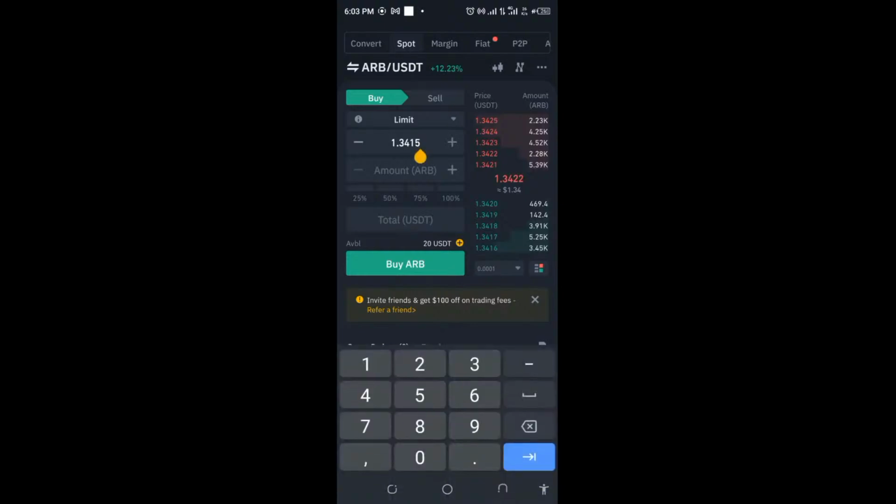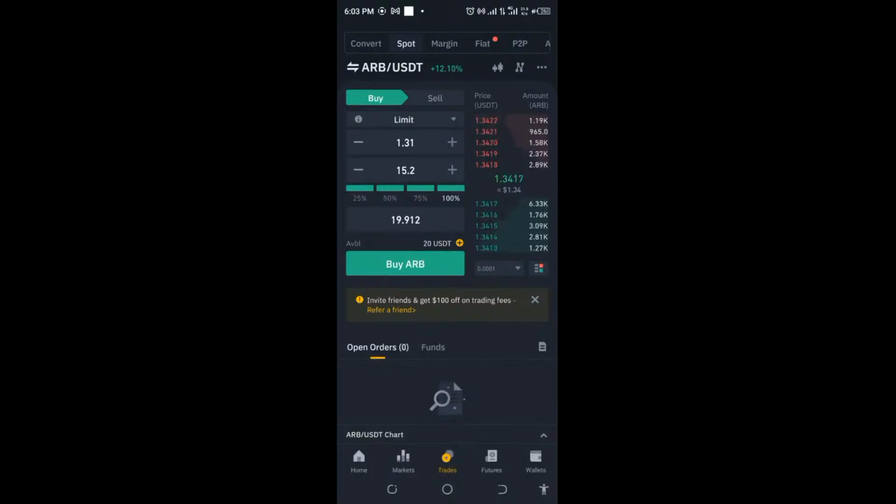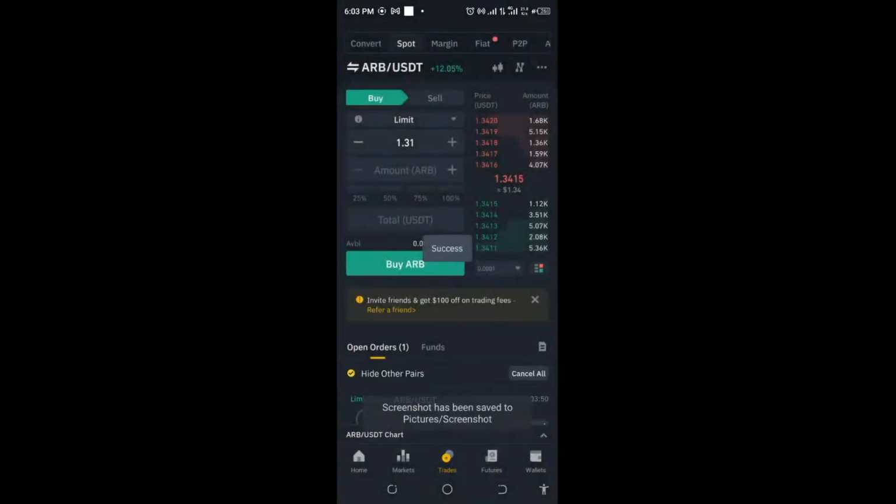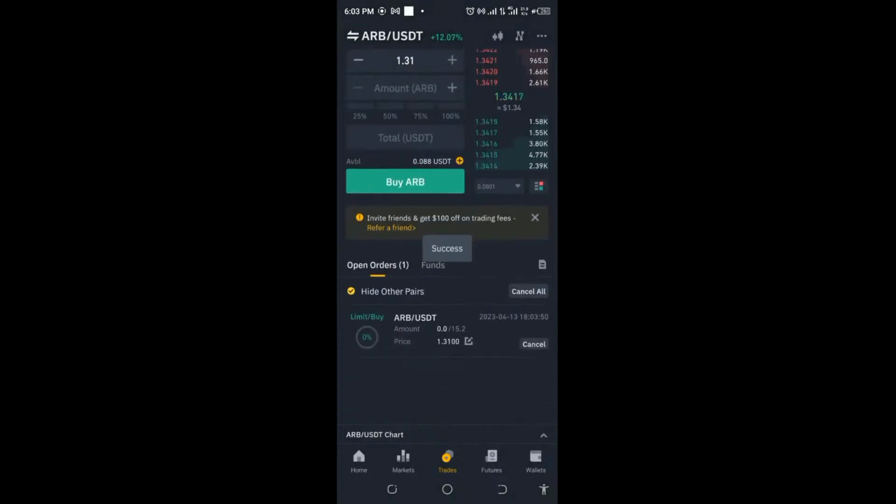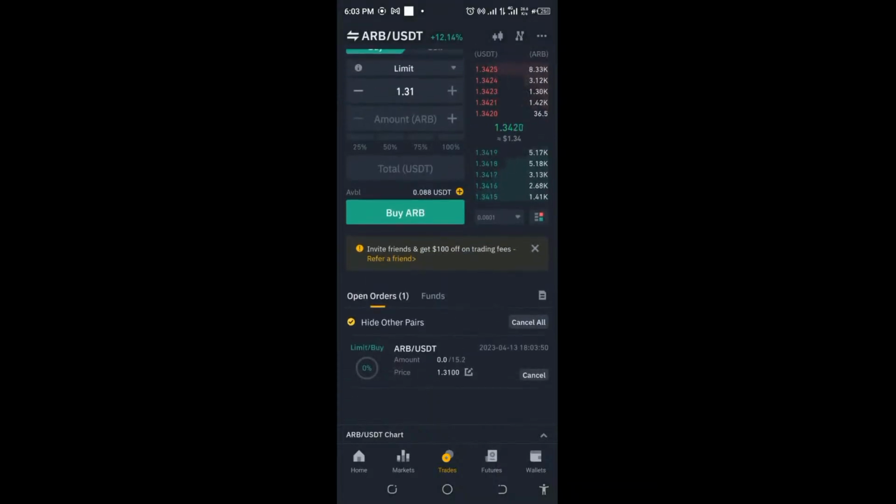No, let's go ahead and put 1.31. All right, let's do this. So I'm going to pick up the 100%. It's giving me 19.91. It's giving me 15.2. I go ahead and buy. Okay, so currently we're in the queue. Let's see how long this takes, and I'll be back to give you the results.